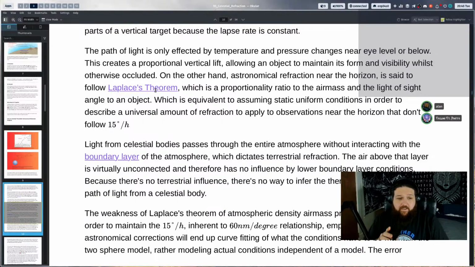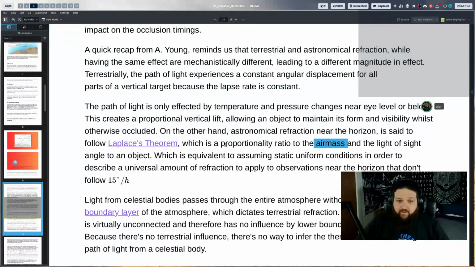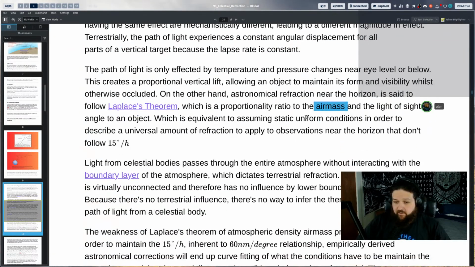And even Andrew Young, after laying out Laplace's theorem and the proportionality thing, says the biggest weakness of this assumption is that there's no grounds for it. You're just assuming that the density is proportional to the air mass at your line of sight. It needs to be, because otherwise, if it's not proportional, then there's going to be a change. They need a smooth model to facilitate the curve fit, right? They can't do it dynamically because then they'll get different values at the angles. They need a smooth gradient.